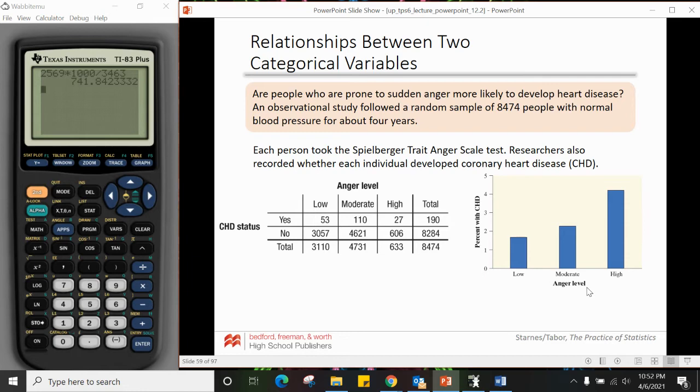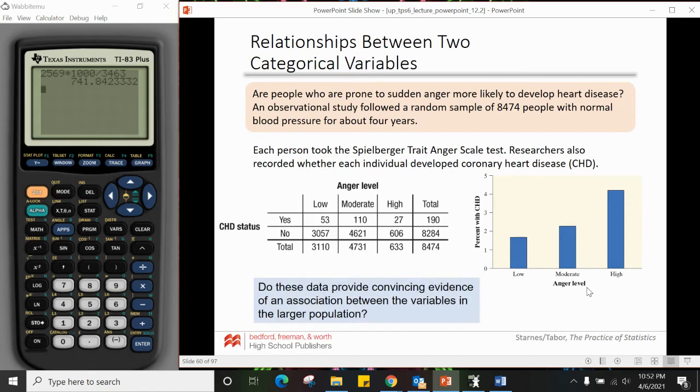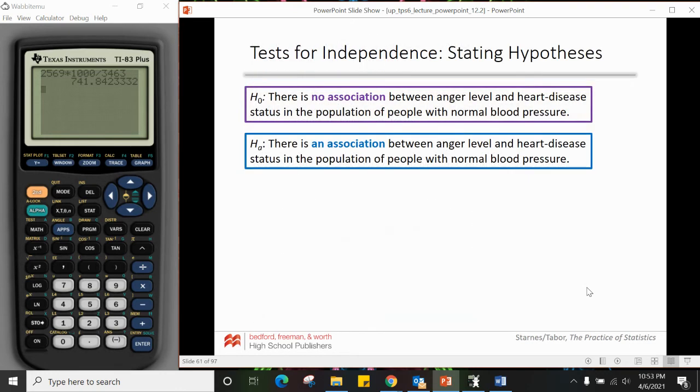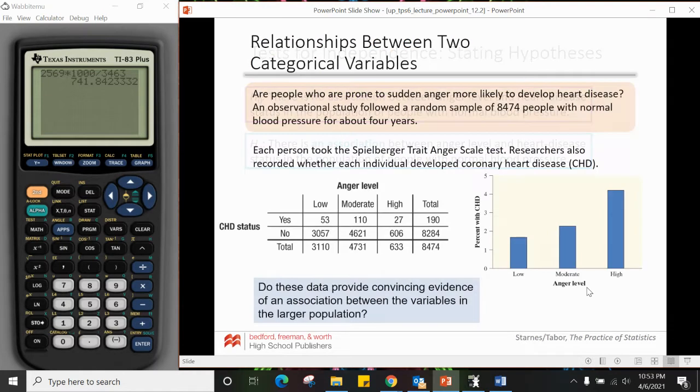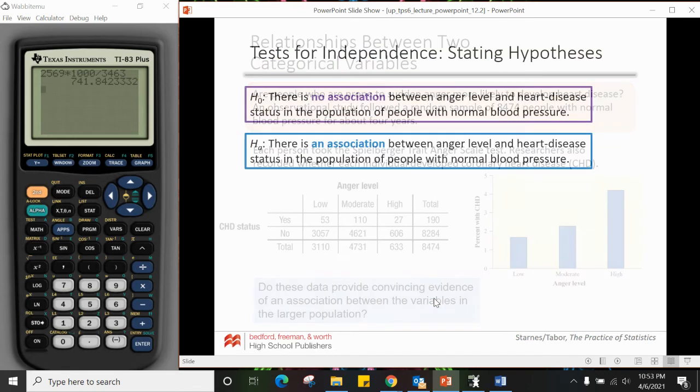So take this data, put it into a boxed chart. Not a terrible idea. We might lose some of the specific values or exactly how much they make, but overall, it's not a bad idea. So the question is, do these data provide convincing evidence of an association between the variables in the larger population? Well, whenever there's that question, do the data provide convincing evidence, that is a cue to do a hypothesis test.